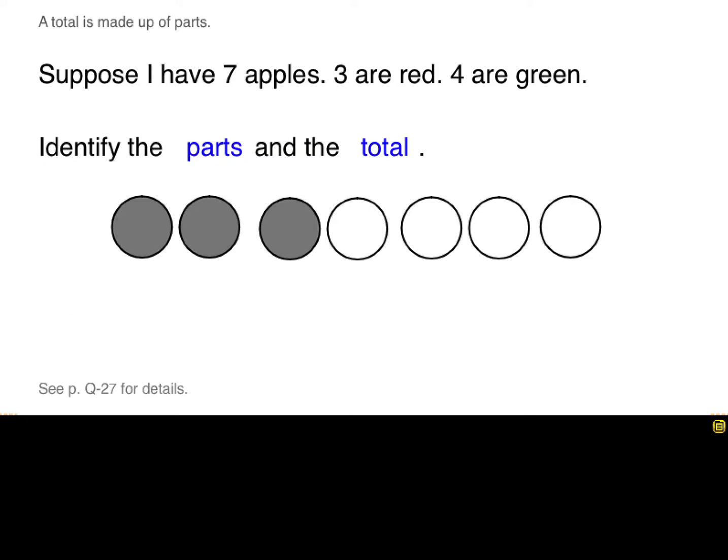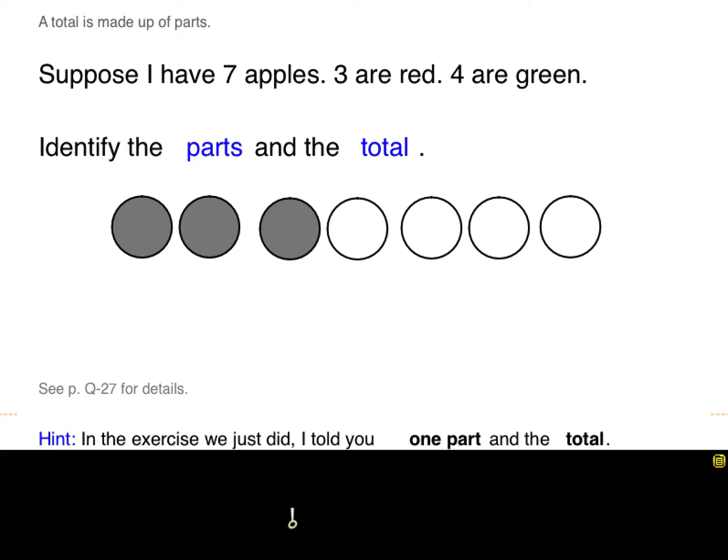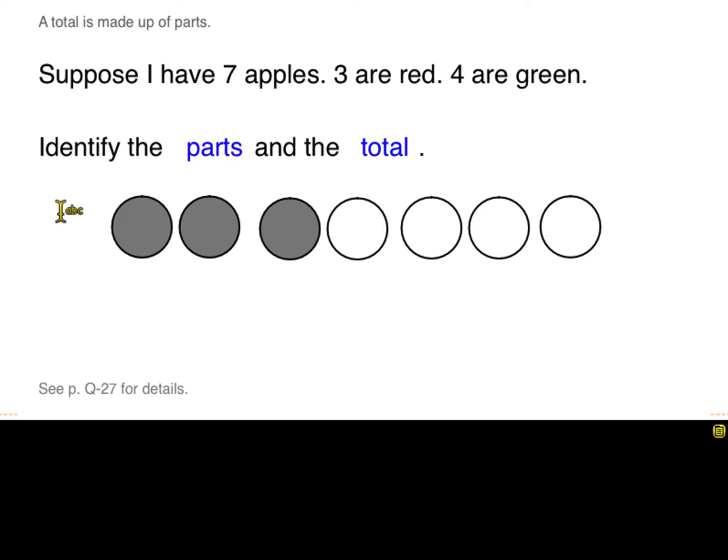You could turn that into a number sentence. Do you know how to turn that into a number sentence? That's pretty teeny tiny. 3 red ones and 4 green ones equals 7 altogether. These are the parts. This is the total. We always can tell which ones are the parts because they're going to be smaller. The total is always going to be the biggest number when you are adding.